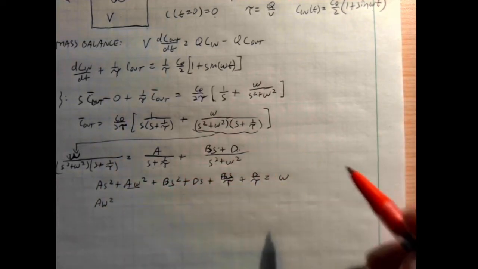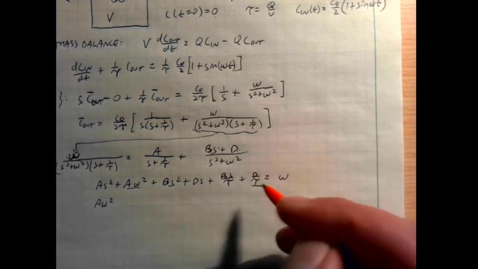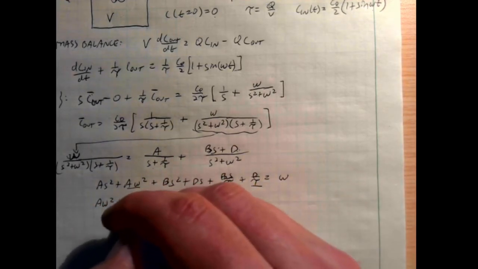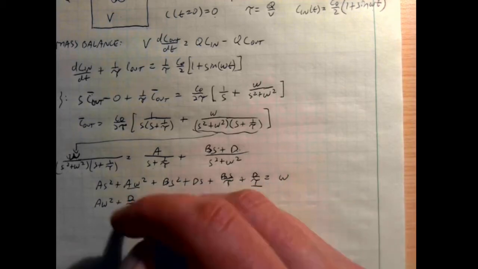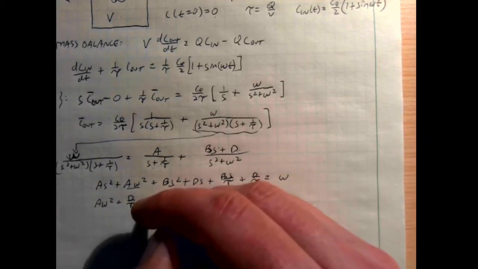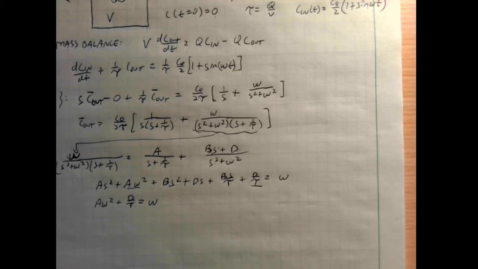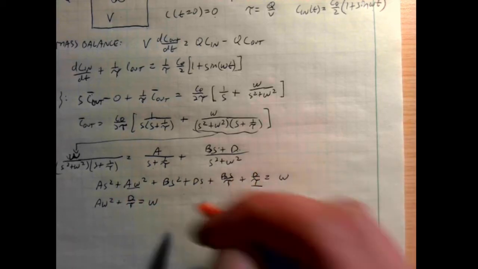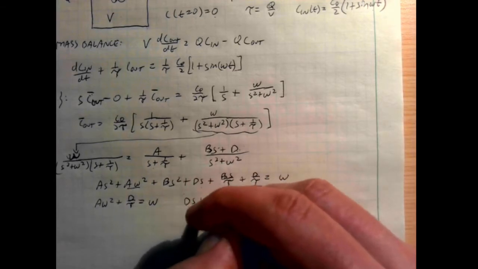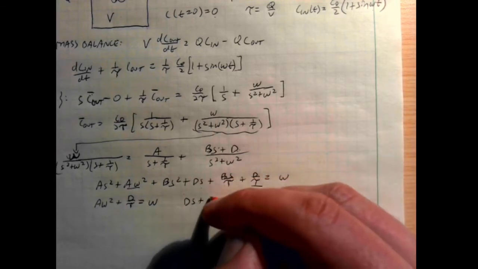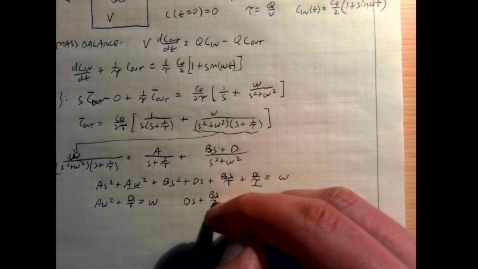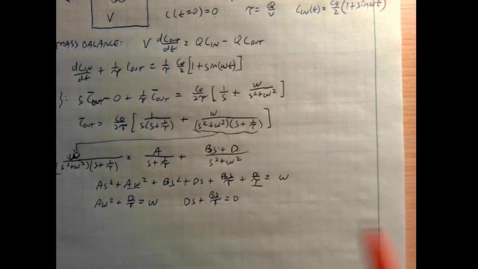I'm going to underline them as I use them, plus a d over tau. Those don't have any s, so those need to add up to my omega. Then for the s terms, we have a ds term here and a bs. We have ds plus bs over tau needs to equal 0.